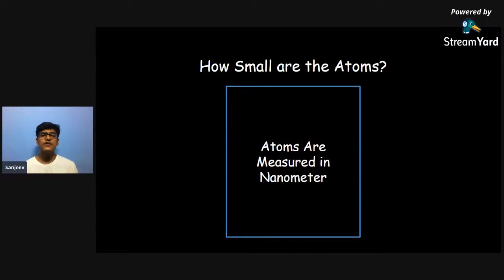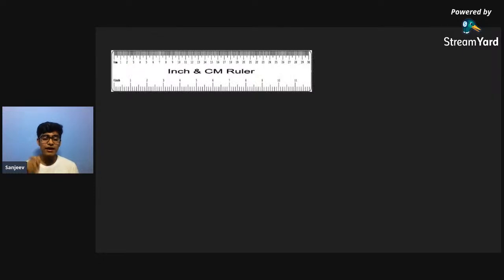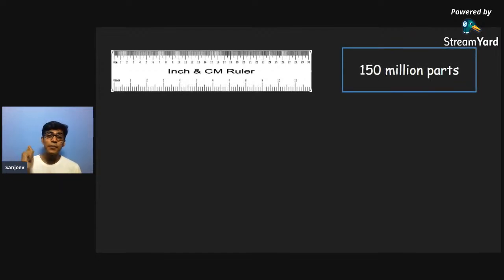Now, what is a nanometer? For that, I will give you an example. Suppose I have a 15 centimeter scale, and if I divide this scale into 150 million parts, I will get a single atom. Isn't that bizarre? That's a lot of parts in which I have to divide a 15 centimeter scale. That means atoms are really very small.